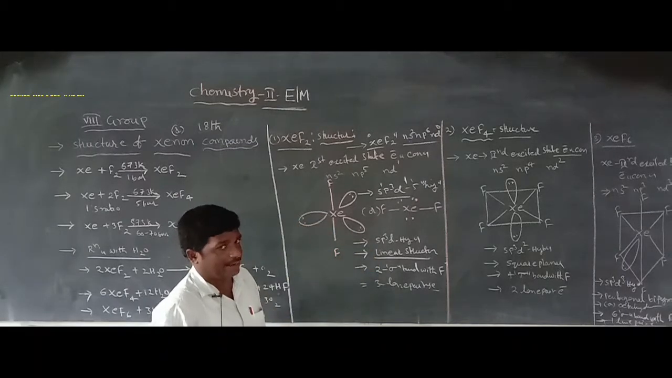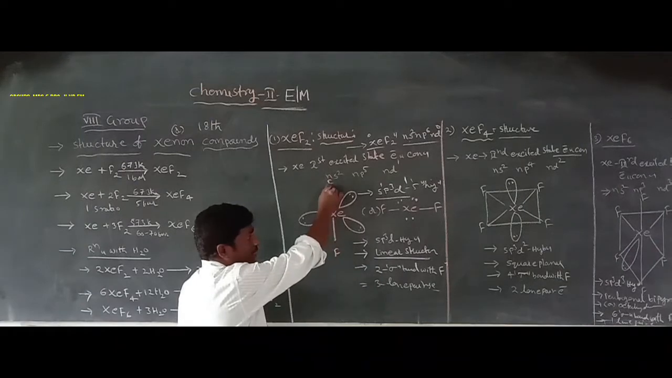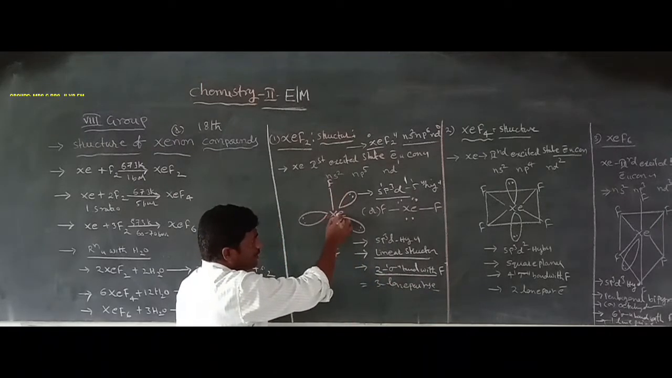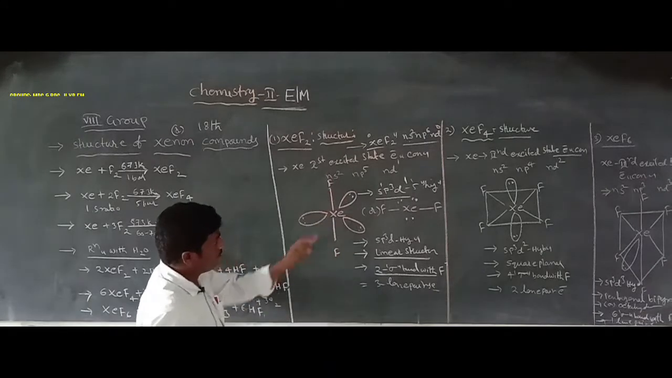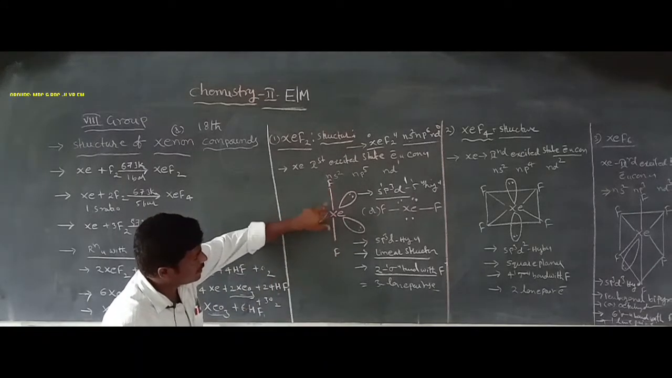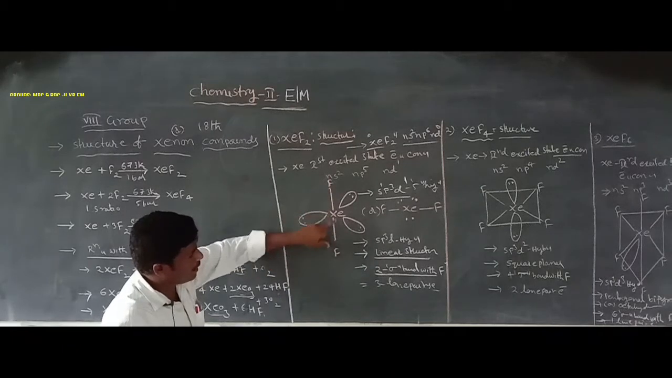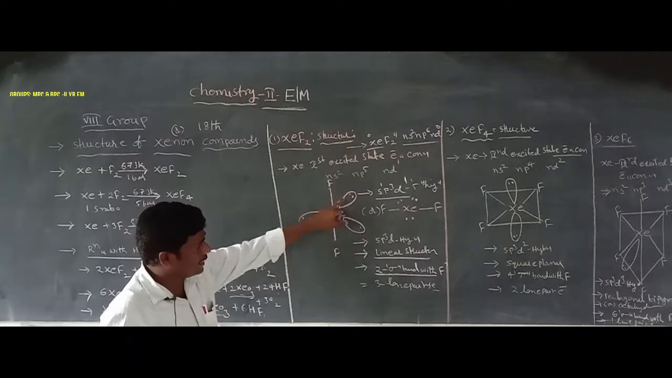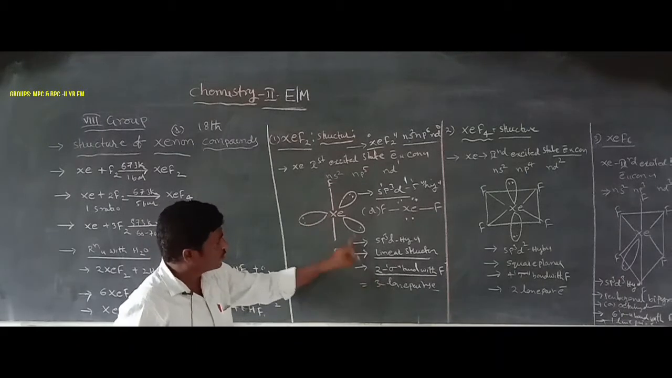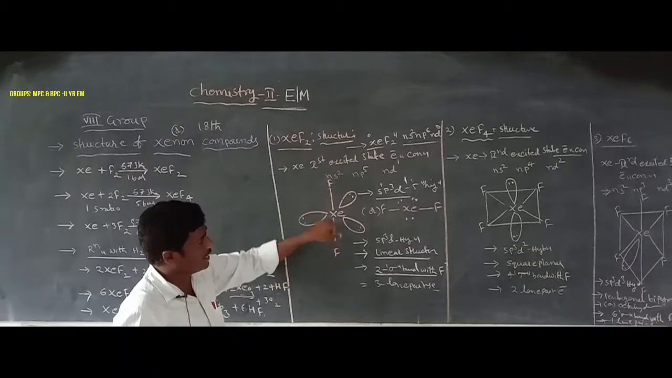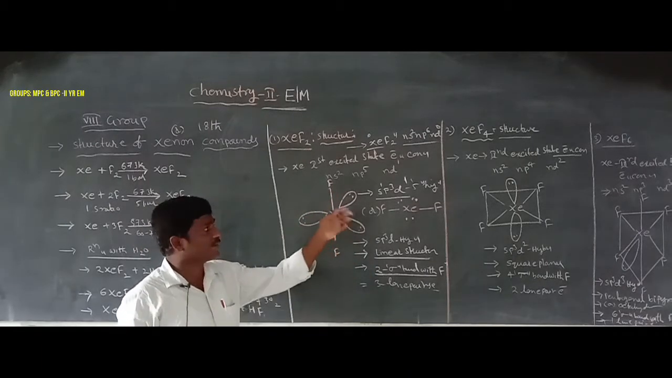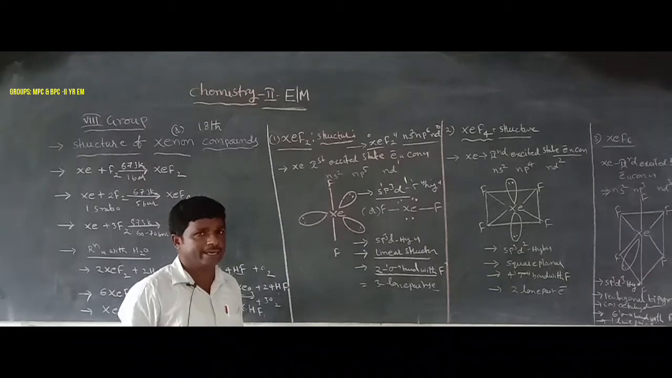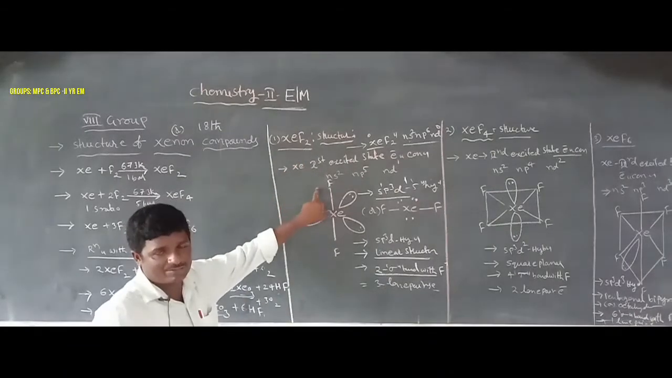Then it forms a linear structure. Xenon bonds with the 2 fluorine atoms, forming 2 sigma bonds. The remaining 3 are lone pairs: 1, 2, 3. Two sigma bonds with the 2 fluorine atoms and 3 lone pairs form a linear structure with sp3d hybridization, giving 5 sp3d hybrid orbitals. That is the structure of xenon difluoride.